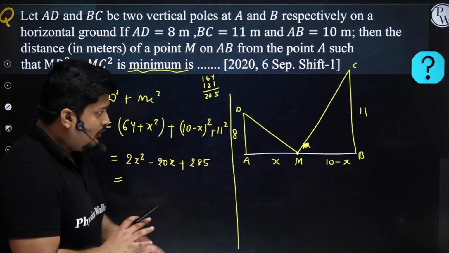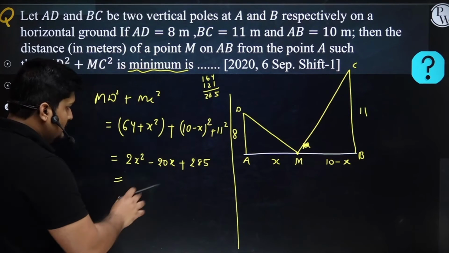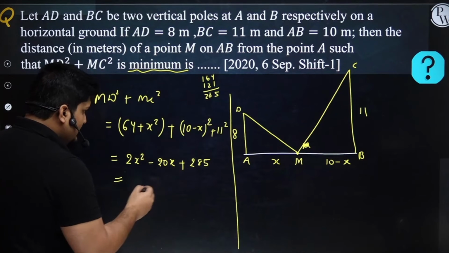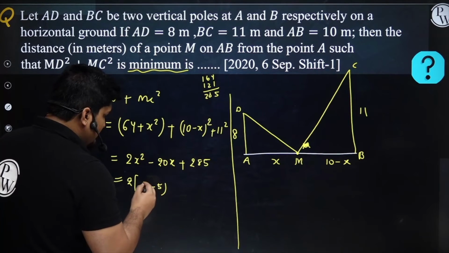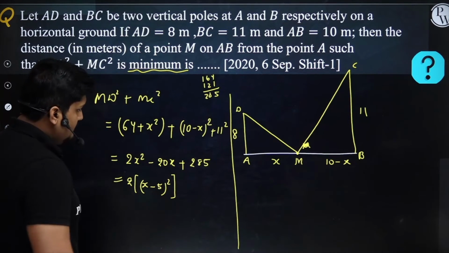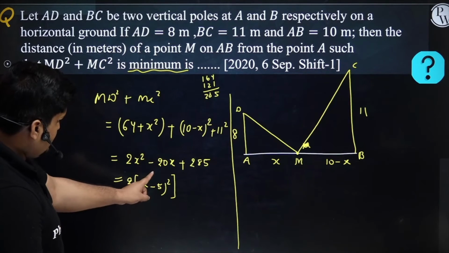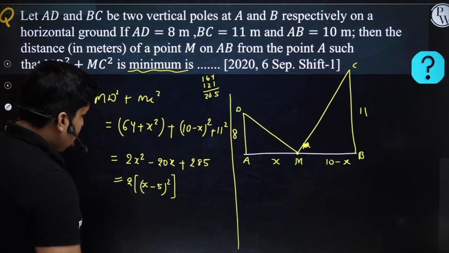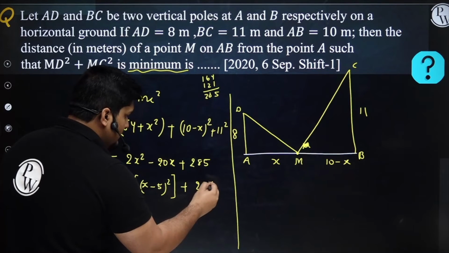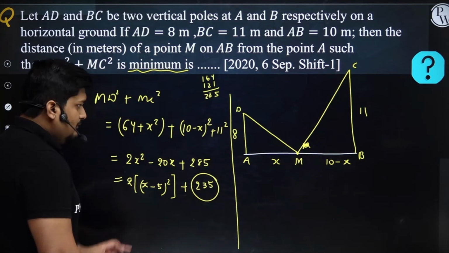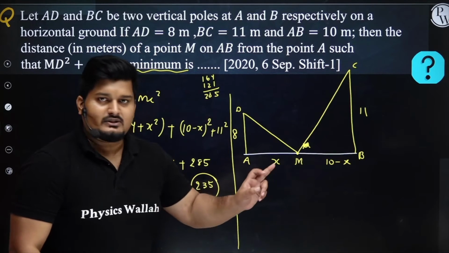Fine. So what we have to do is find its minimum value. If I write this in perfect square form, twice of this is 10, so x minus 5 whole square, right? This will be x square, and this is 50. So if I subtract 50 from here, it becomes 235. So if I put x equal to 5, this will be minimum.